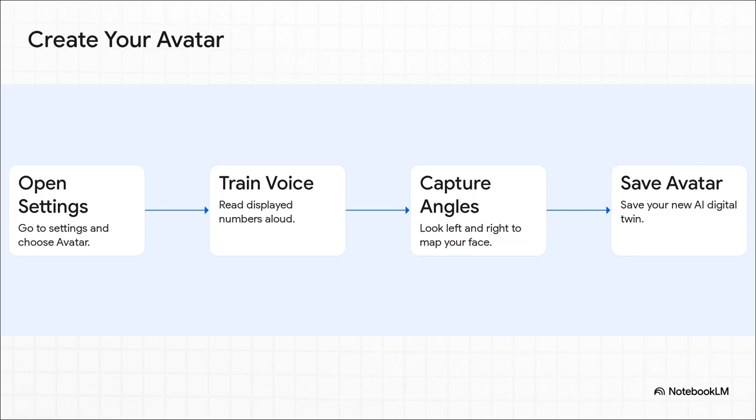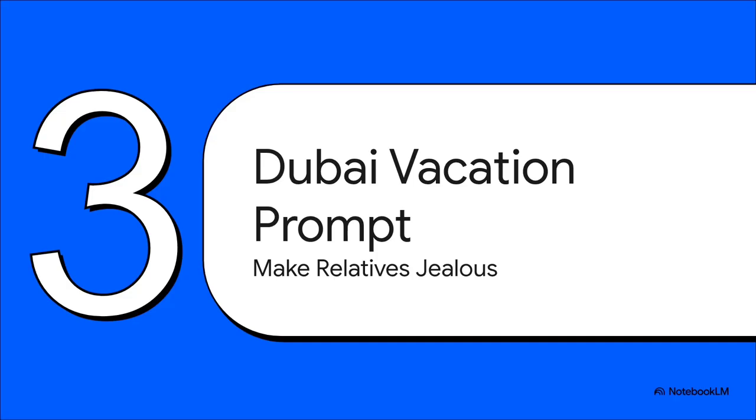Next, it asks you to look left and right. This captures the 3D geometry of your face, so it knows exactly what you look like from every angle. Once you're done, you hit save, and boom. Your digital twin is locked, loaded, and ready to go. Which brings us to part 3, prompting your Dubai vacation, making relatives jealous.